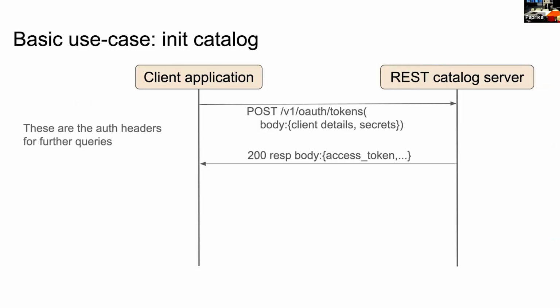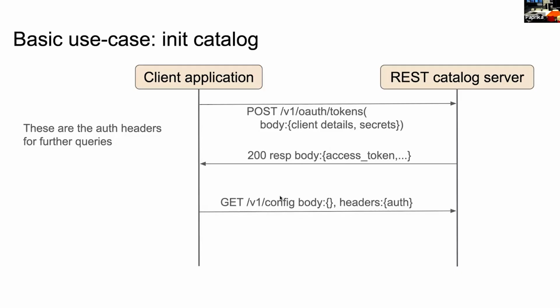And then the server says that, okay, I know you, these are the access tokens that you have to use in order for me to serve you. So later on, during this initialization phase, there is another query going to the REST catalog called get config.